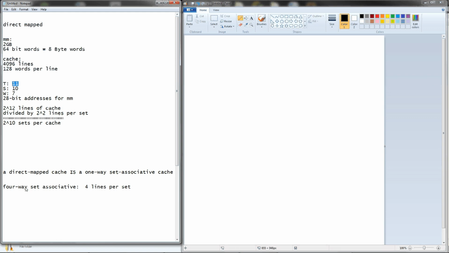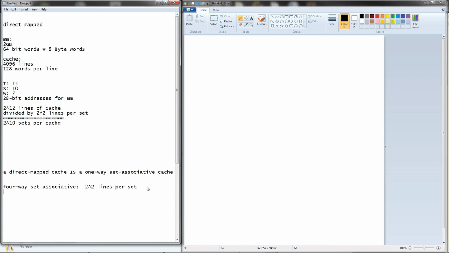Now, there are 2 to the power of 2 lines per set. There's that much more competition. Even though you're competing for more lines, there is more competition. So the tag goes up. The sets went down. There are fewer sets. That's the answer for how many bits represent the tag, set, and word. The middle 10 bits are the set. You can't tell which line. That's not a relevant question for a 4-way set-associative cache.